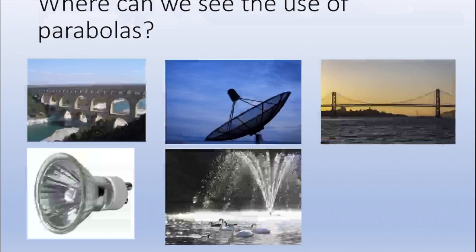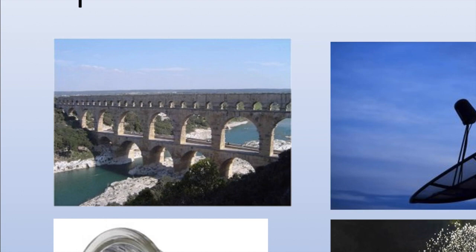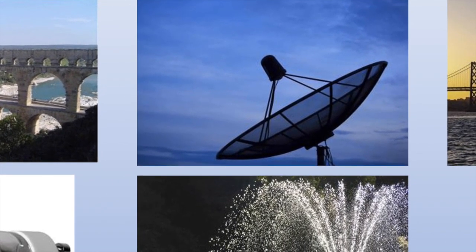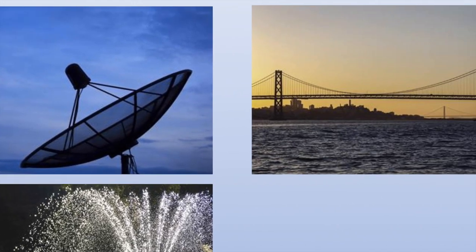Now, in real life, where do we see the use of a parabola? Here, this picture is a Roman aqueduct. You can see that there are parabolas in there. This is a satellite dish. The back of the satellite dish is the shape of a parabola, and it concentrates the microwave or any sort of signal coming in to the tip of the satellite dish.